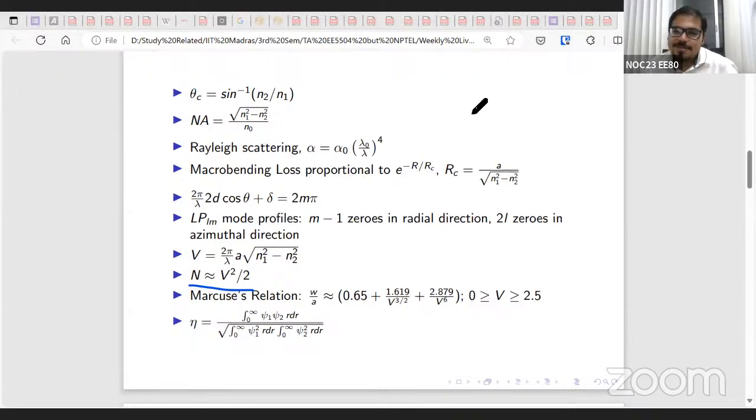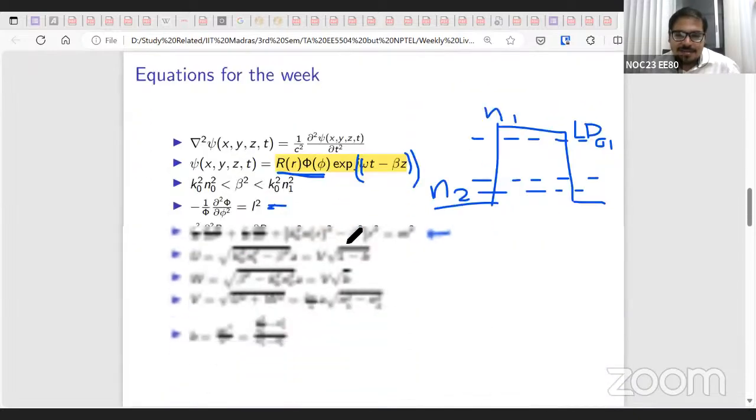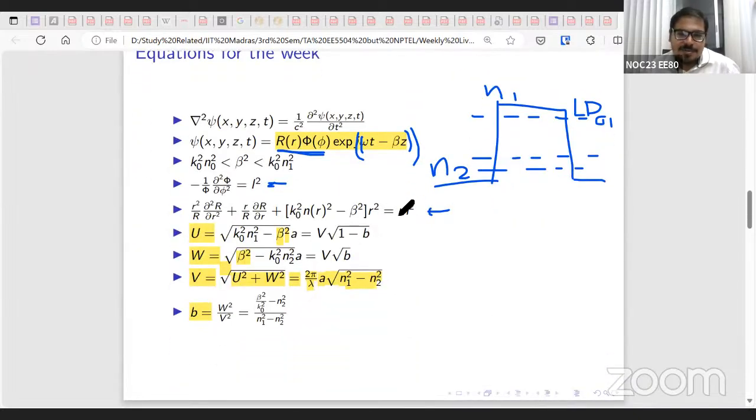LP00 is not possible like that. There is no meaning. LP00 will probably look like what? The plane wave. It's not a guided mode. The counting starts from LP0. That's all. There is no deeper meaning. We just start counting at LP0. If you put m equal to 0, I think the solution comes as r equal to 0 everywhere or something. So it has no meaning.